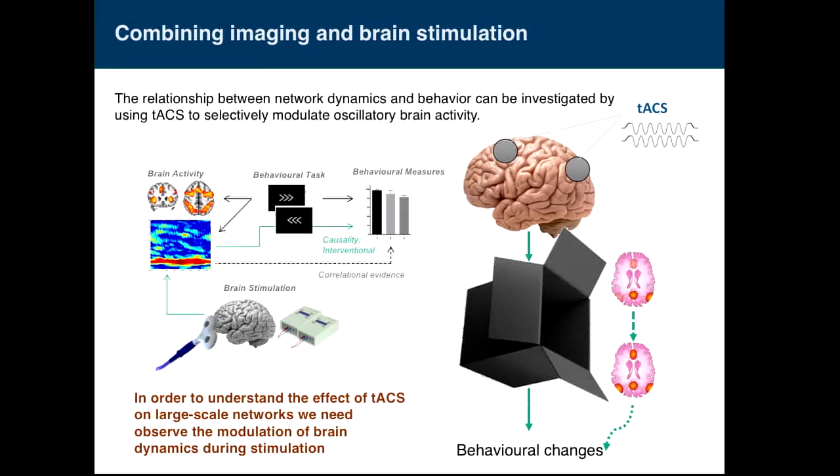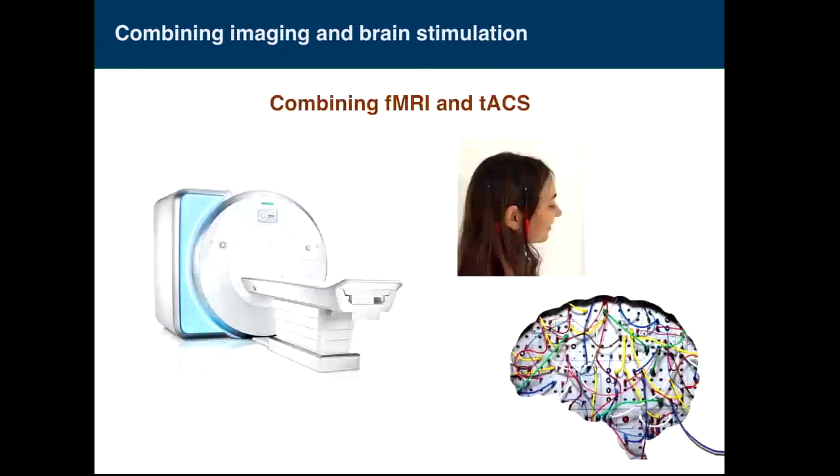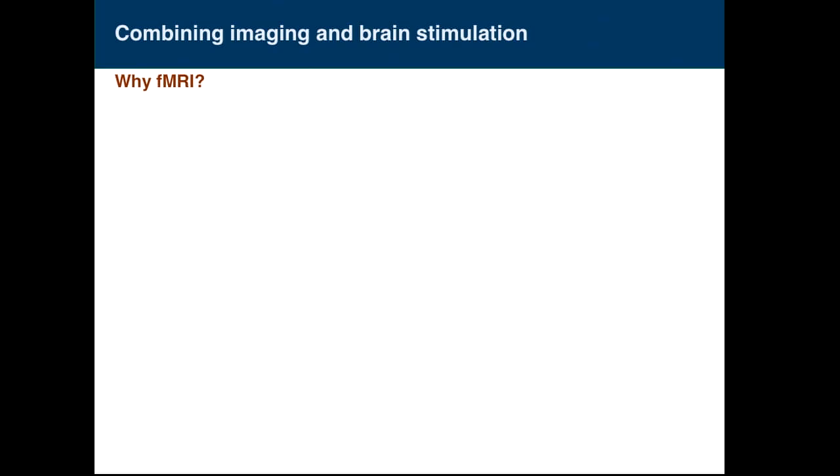And so we're talking about how important it is to use imaging modalities, and you heard about electrophysiology modalities, EEG and MEG, to give you an idea of what's going on during stimulation. And I'm going to talk about combining tACS with fMRI. Why would you want to do this? Why would we want to use fMRI?